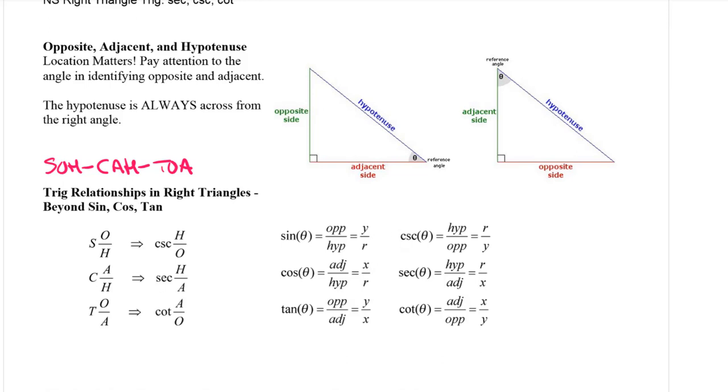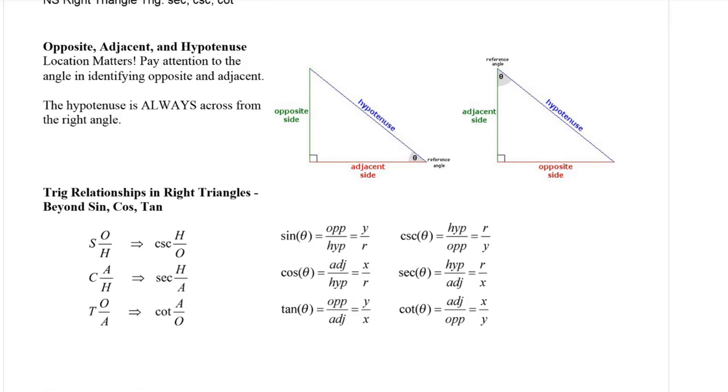Now, their reciprocals are cosecant, secant, and cotangent. So when you look at the opposite side and hypotenuse for sine, whatever that ratio is, its reciprocal ratio is going to be cosecant. And so the O and the H switch locations. Your numerator becomes your denominator, and the denominator becomes your numerator. So there's two different sets of formulas there. So please take a moment and write those down. Pause the video, write it all down, and then come on back when you're ready.